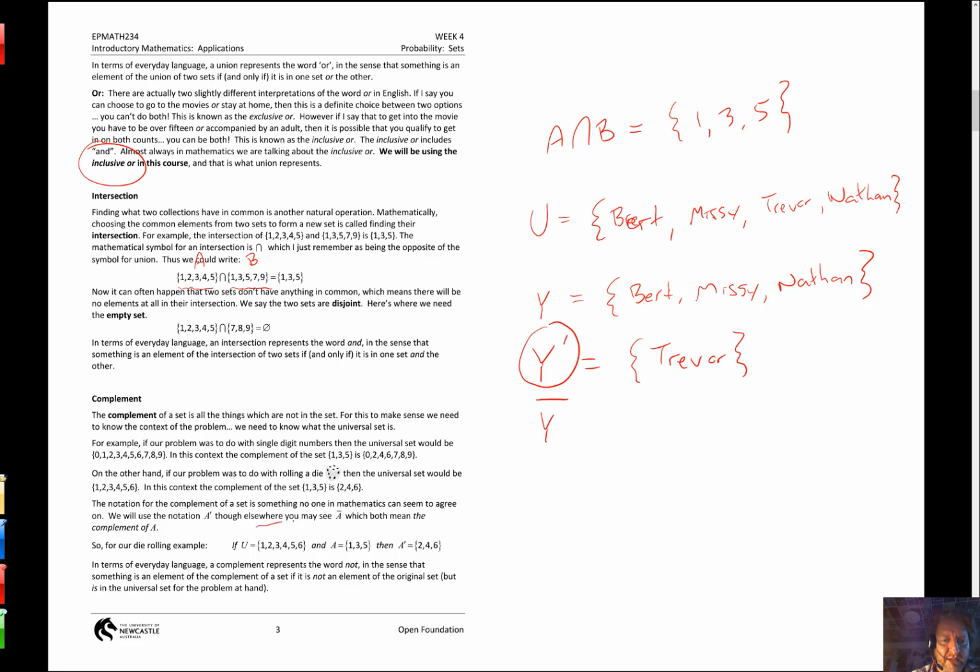Universal set has been defined as 1, 2, 3, 4, 5, 6. If A is defined as 1, 3, 5, then the complement of A will be everything else in the universal set apart from 1, 3, 5. Yep, A dash is 2, 4, 6. Great.